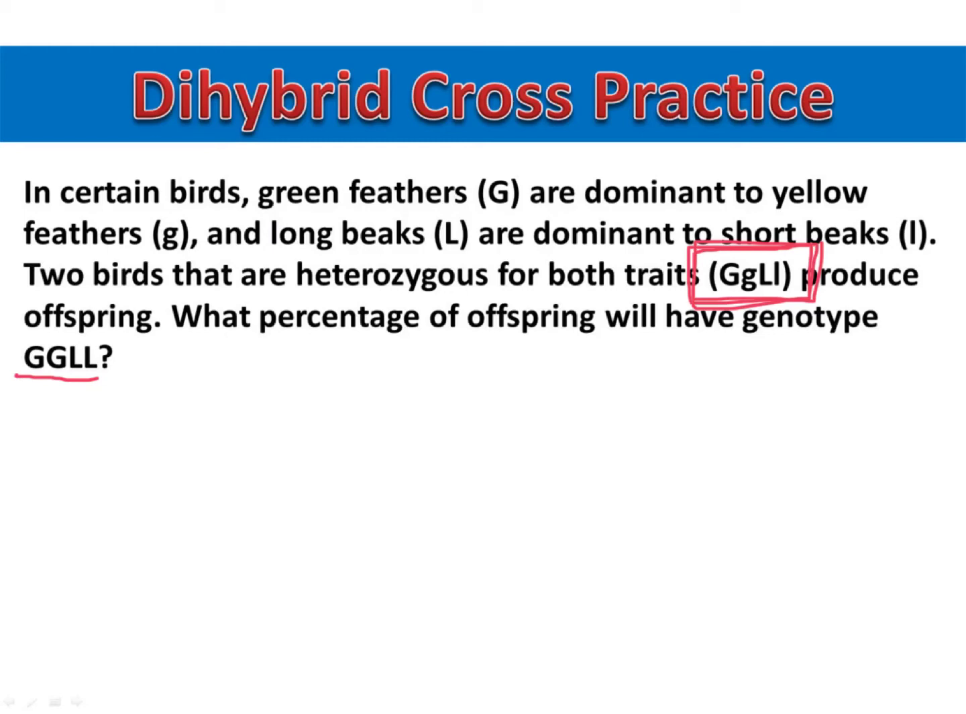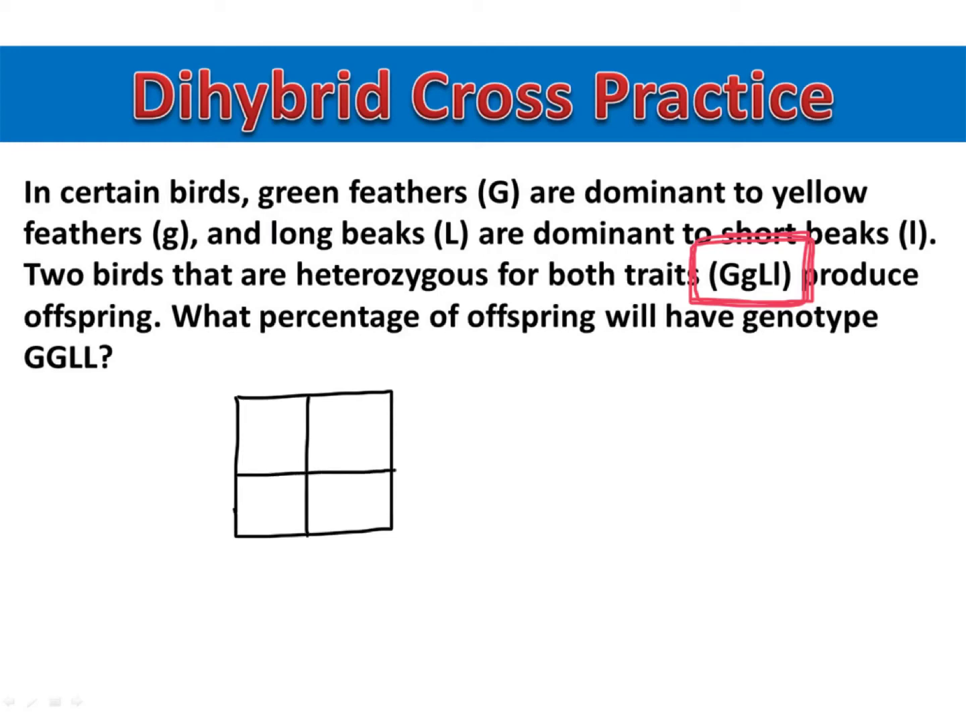But that last genotype is part of the question. It's asking what offspring will have the genotype big G, big G, big L, big L. That's not one of the parents. That's asking about the offspring. So you have to be very careful when you read these questions that you're reading them correctly and you don't just go grabbing for genotypes, okay? So now that I understand the genotypes I'm using, I can make my Punnett squares.